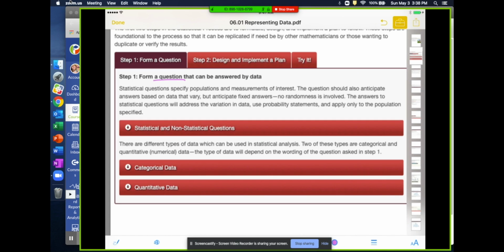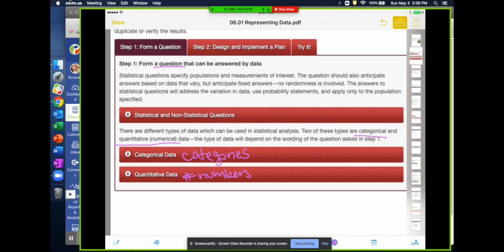So a couple different questions that you want to keep in mind, and we'll talk about those in a second, are statistical and non-statistical questions, so different types of questions that give you different types of answers depending on what you're asking for. And there's 2 different types of data, categorical and then quantitative data. So whenever I see these 2 words, categorical, I think of categories. So that's where you place your answers or your data into categories. And then quantitative data is like quantity. So that's going to be your numbers. Your data can be arranged in numbers or groups of numbers.